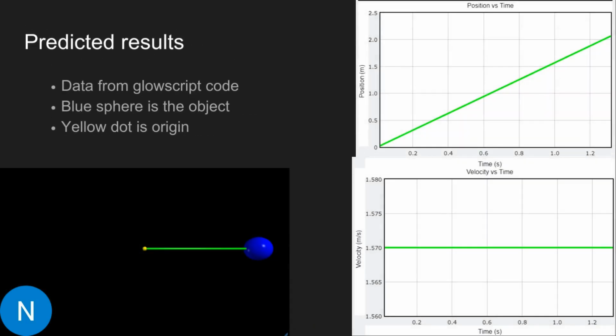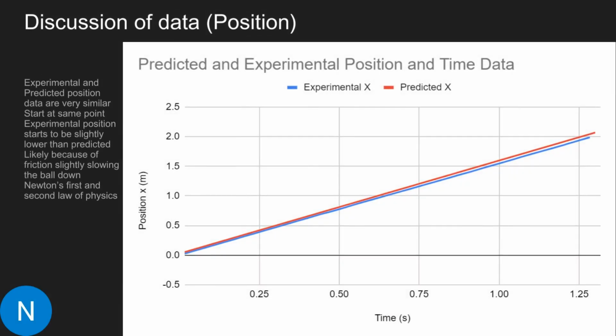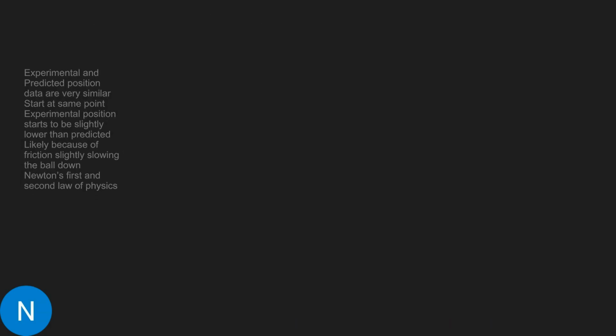Here are the predicted results from the data from the GlowScript code. On the top right, we have the position versus time graph, which is perfectly linear. And then below that is the velocity versus time, where it's perfectly constant at 1.57 meters per second. Here is a graph of position versus time for experimental and the predicted data. The predicted is slightly higher than the experimental, but they start at the same point. And the reason why that is because the experimental, the ball is slightly slowed down because of friction, but still it is mostly at a constant velocity because it is a linear graph.